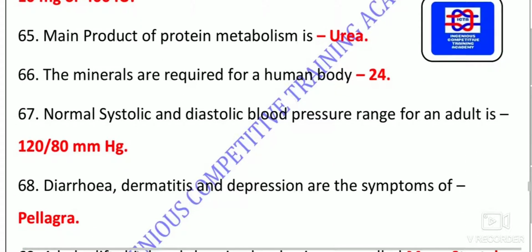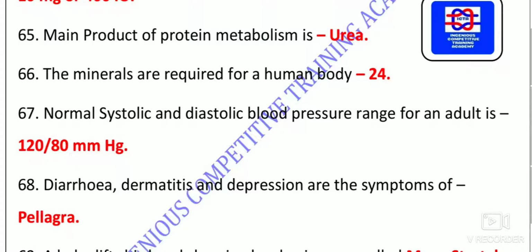The minerals required for the human body number about 24. Normal systolic blood pressure is 120 and diastolic is 80 millimeters of mercury, measured with a sphygmomanometer for an adult.